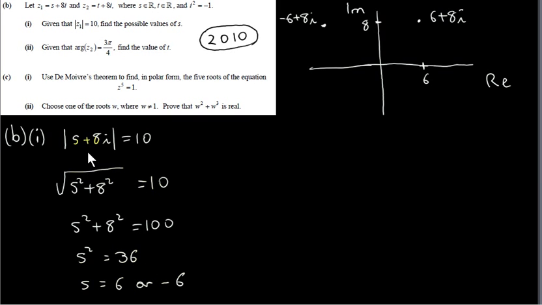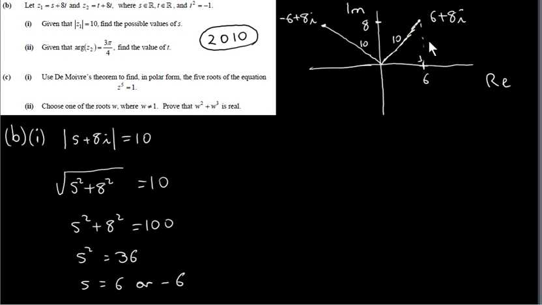So that means we have two possible complex numbers z1. If s equals 6, we have z1 equals 6 plus 8i, here's z1. If s equals minus 6, we have z1 equals minus 6 plus 8i. And the moduli of these complex numbers should be 10. In other words, the distance of them to the origin is 10. So that makes sense actually.